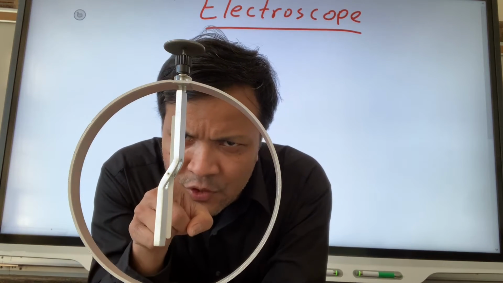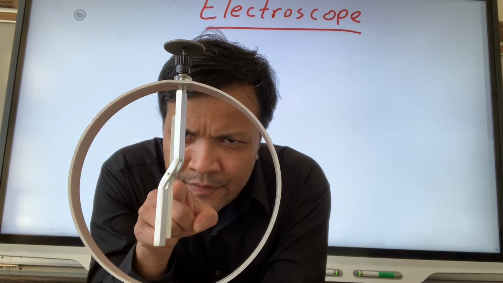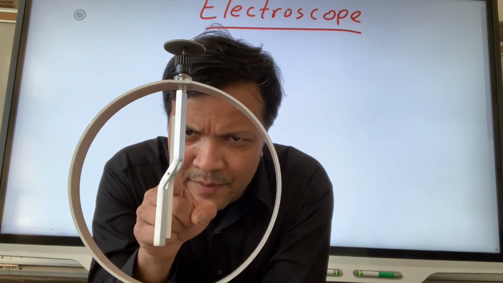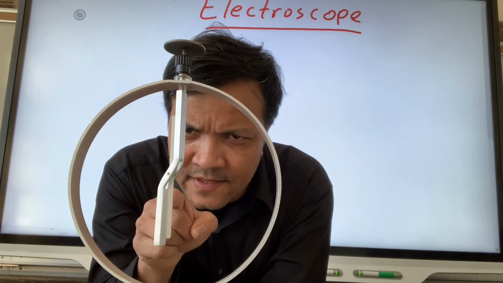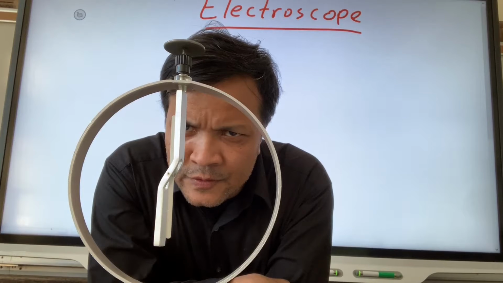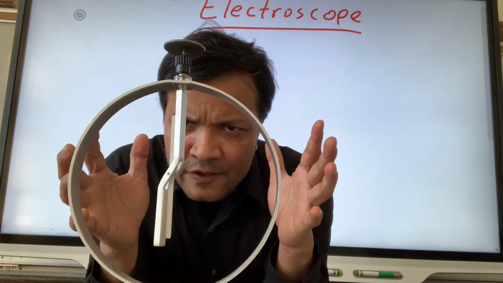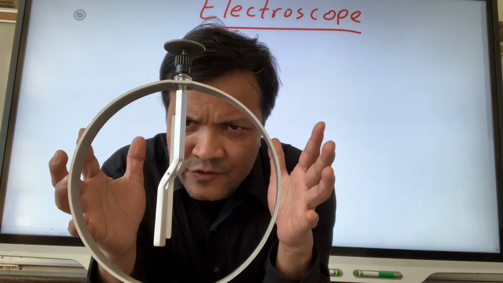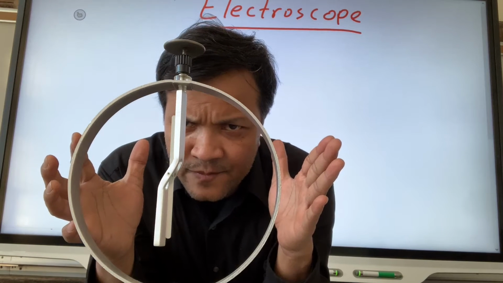I have an electroscope. It was invented by Abraham Bennet from England in the year 1787. Why do I have an electroscope? I have an electroscope to demonstrate static electricity. And what is static electricity?